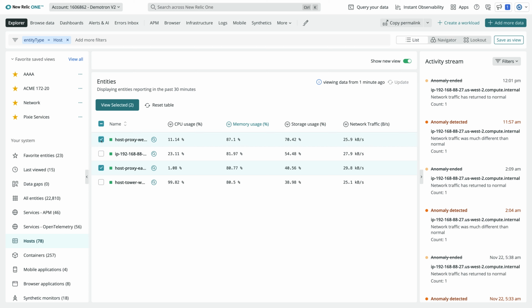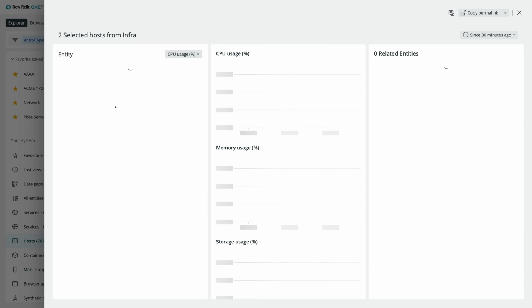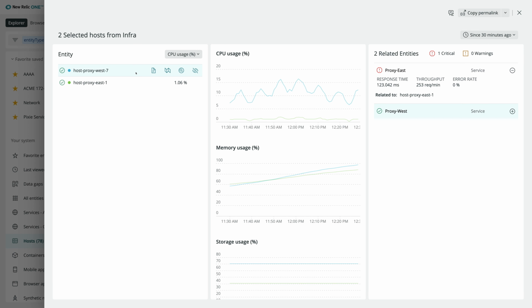We see that each one of these hosts is related to a different entity, Proxy East or Proxy West. Proxy East is showing a critical severity. In any case, finding hosts that have a high memory utilization might be a case where you can look at the instance being launched and make sure that it's a memory optimized instance.